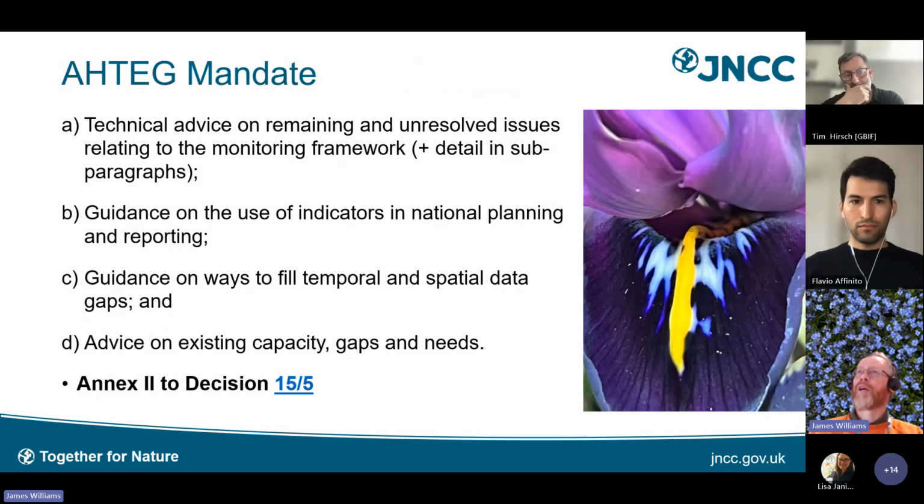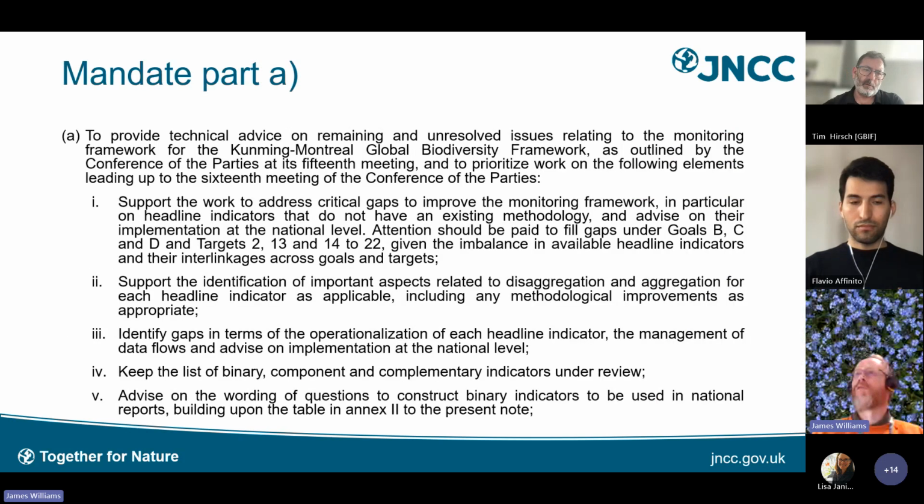The mandate that we had has been huge, and I'll come on to a little bit more detail about Part A in just a moment. But I wanted to stress with this slide that it's not just about the technical advice, but also guidance in terms of how the indicators can be used in a variety of ways, and including advice on existing capacity, gaps and needs. And Part A of that mandate includes the phrase here about supporting the work to address critical gaps to improve the monitoring framework.